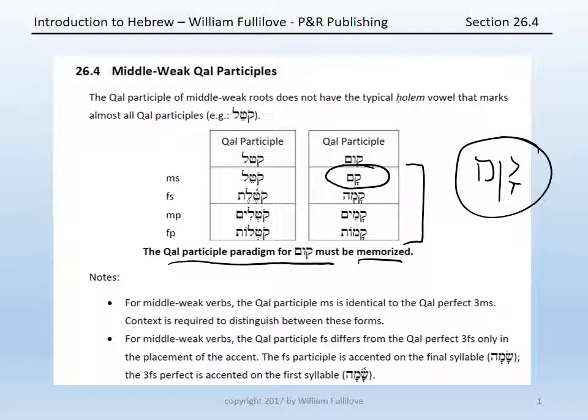Second, you will notice the only difference between the feminine singular participle and the Qal perfect is the placement of the accent. For a participle feminine singular, the accent will be on the final syllable, kamá. On the other hand, for a Qal perfect third feminine singular, the accent will be on the first syllable, káma.